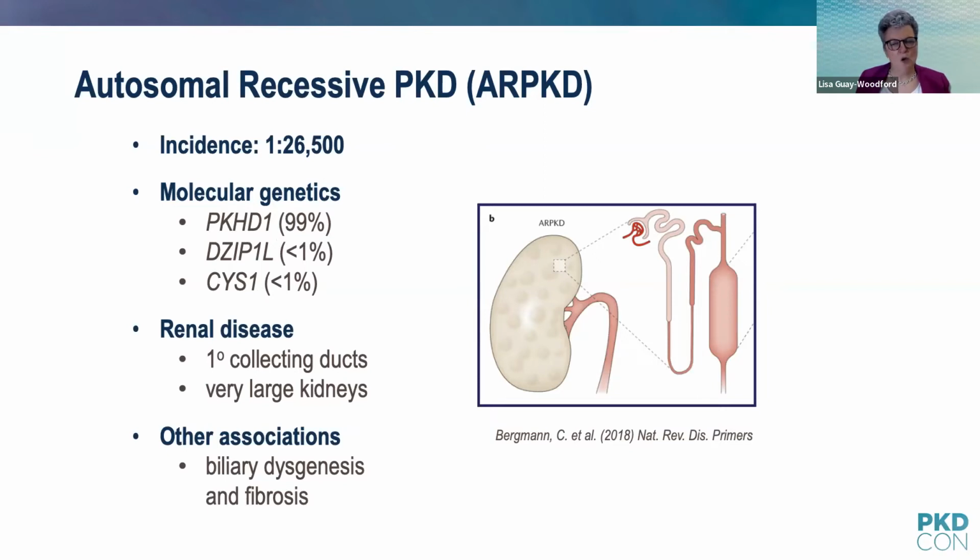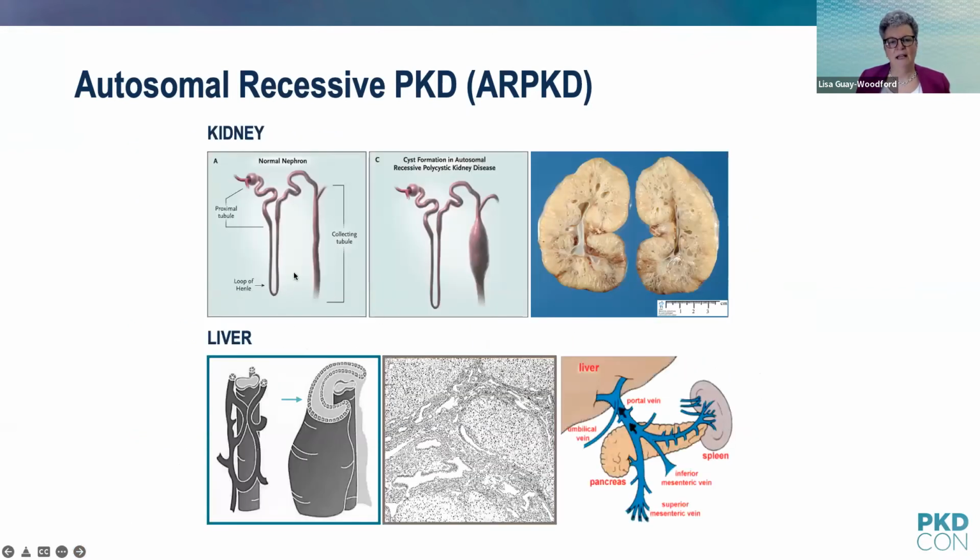The renal disease is quite different than in the dominant form of the disease. There's dilatation of this collecting duct, so not soap bubble like cysts. And other associations pretty much are restricted to the liver. And what I mean by that is this is the normal nephron, this is the normal collecting tubule, here's the dilatation of the collecting tubule that can lead to massively enlarged kidneys.